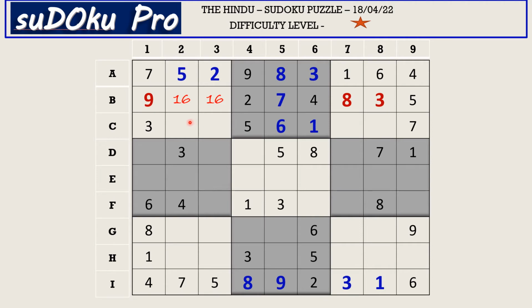In block 1, there are only 2 empty cells and the missing numbers are 4 and 8. There is a 4 blocking from here. So C2 takes 8 and C3 takes 4.